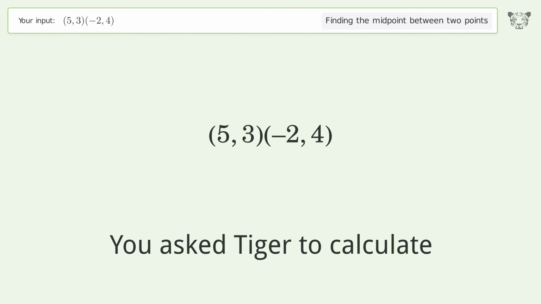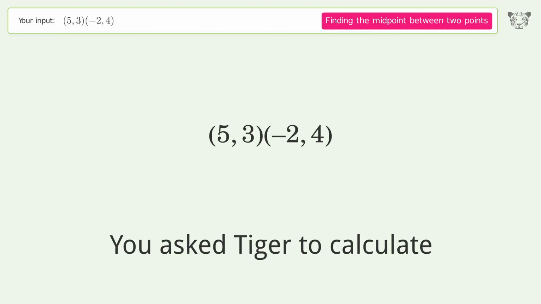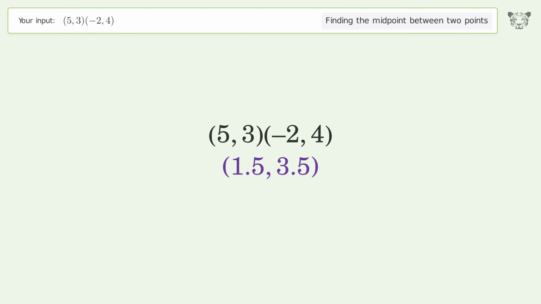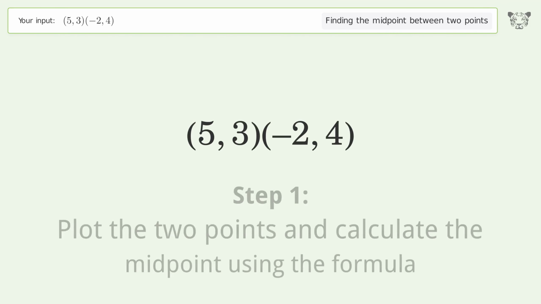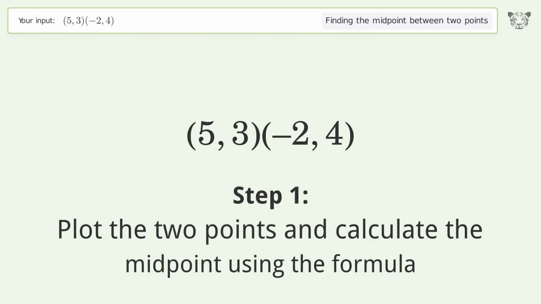You ask Tiger to calculate. This deals with finding the midpoint between 2 points. The midpoint between the 2 points is 1.5, 3.5. Let's solve it step by step. Plot the 2 points and calculate the midpoint using the formula.